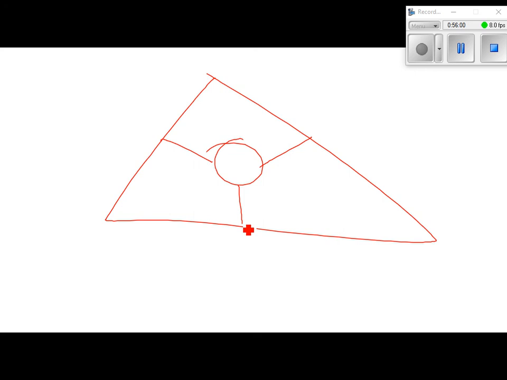Right? What if I want the hole to be the same distance from the three corners of the triangle? Then what would I find here? Which one is it? The circumcenter. The circumcenter, because the circumcenter is the same distance from all three corners. So make sure you know those two things.